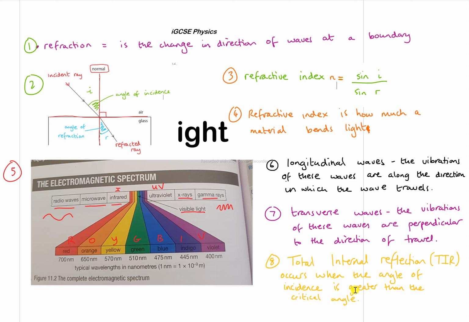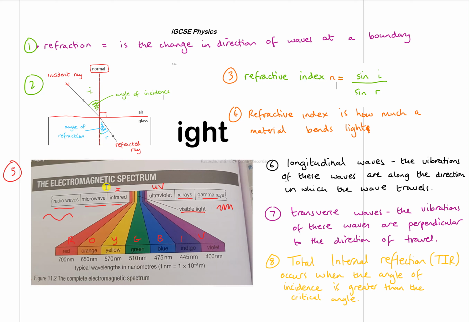Right, and then finally, total internal reflection occurs when the angle of incidence, this angle here, is bigger than an angle called the critical angle. If this angle is bigger than the critical angle for that material, you're going to get total internal reflection. It only happens when the ray is going from an optically more dense material to a less dense one, so it won't happen here because you're going from an optically less dense material to an optically more dense one, which is the glass. If the ray was coming in this way, it would bounce off.